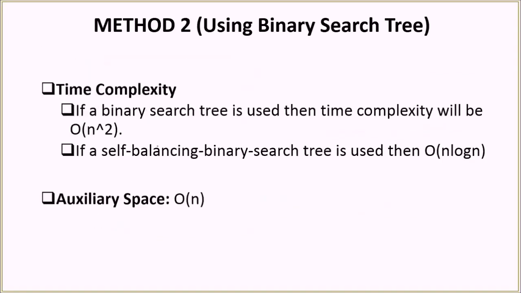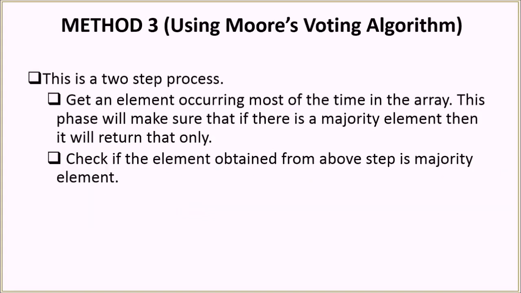The time complexity for this algorithm will be order of n square if we use a binary search tree. Whereas if we use a self-balancing binary search tree, then the time complexity will be reduced to order of n log n. In both of these, we'll be using an auxiliary space of order of n for the binary search tree. Okay, so can we do better? Yes, we can. This is actually significantly better.